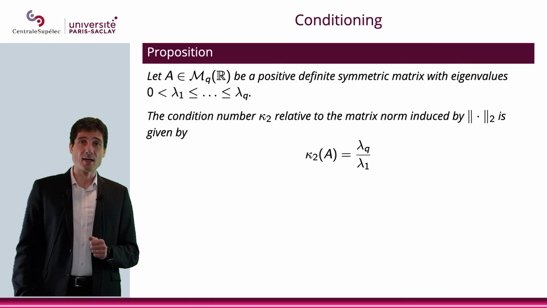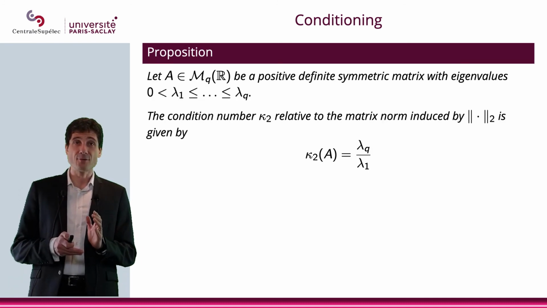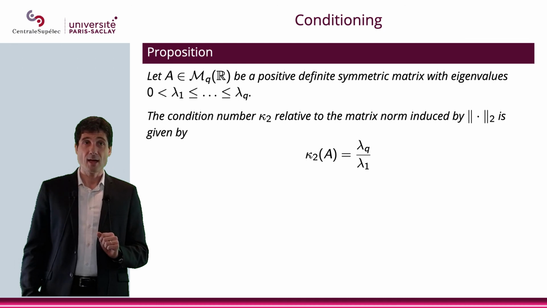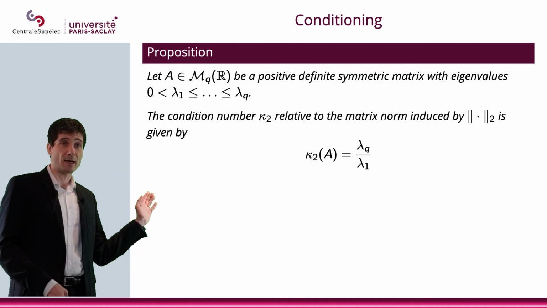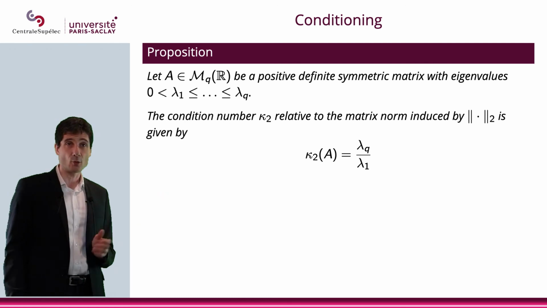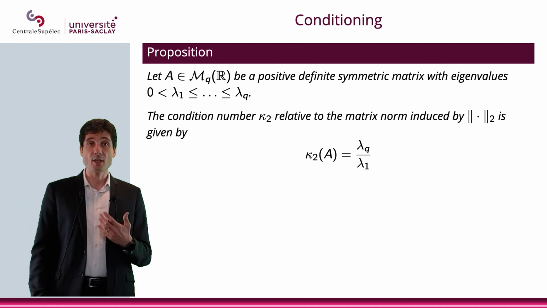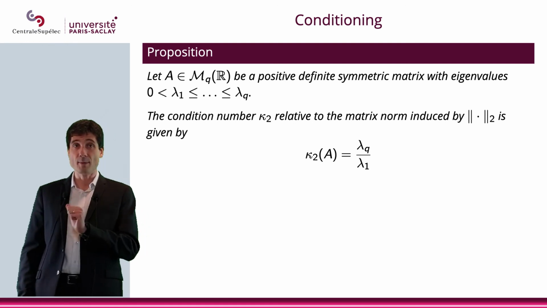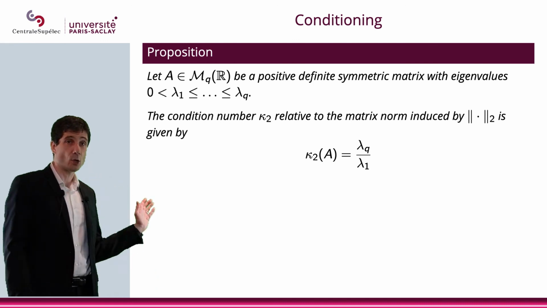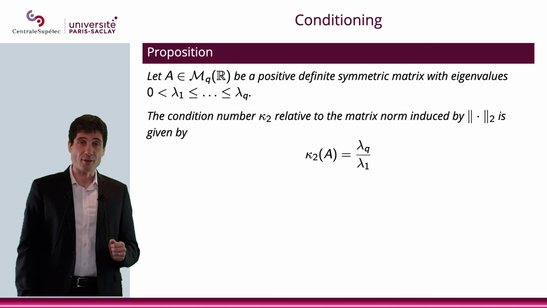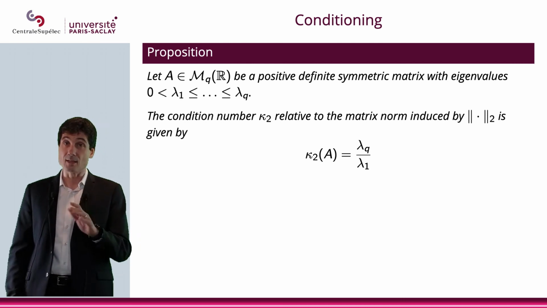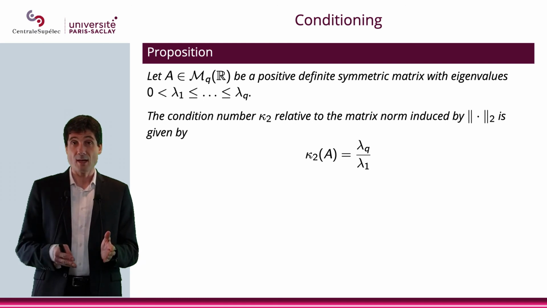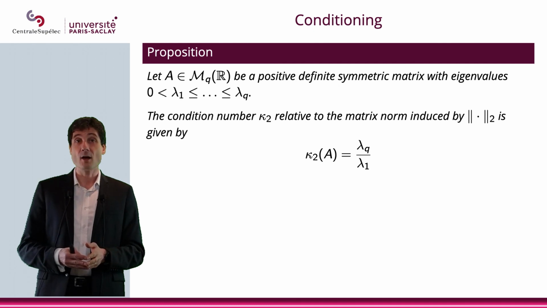Let me finish this video by mentioning that if you have a matrix A which is a positive definite symmetric matrix, and the eigenvalues are ordered so that lambda 1 is the smallest one and lambda q is the largest one, then the condition number kappa 2, which is relative to the matrix norm induced by the Euclidean norm, is given by the ratio lambda q over lambda 1. I'll let you think about the proof of this proposition, but you can see that it's very useful if your matrix is symmetric positive definite, and if you know the eigenvalues of this matrix.